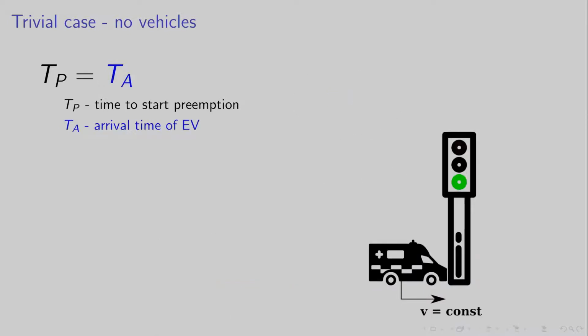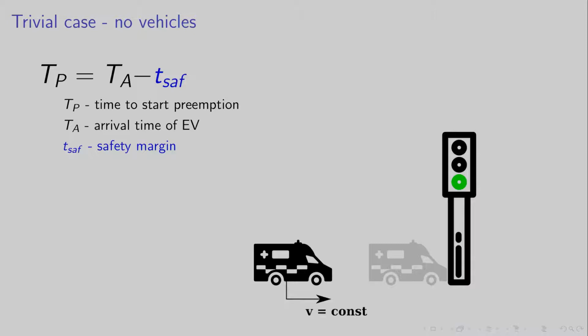So, ideally, we would have the controller starting the green phase at the exact moment when the emergency vehicle reaches the stop line. Of course, in reality, we would put in some safety time, so the green light is set a little bit sooner. So now, after receiving the beacon from the emergency vehicle, the controller has the following policy: start the preemption at TA, the arrival time, minus the safety margin.